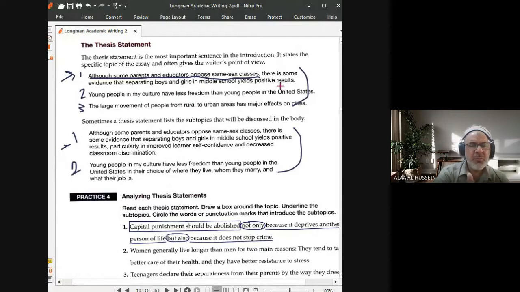What is the use of this? What is the benefit? Why does the writer show us such an opposition? يعني يقدر يقول بدون يعني استخدام هذا الفيرست part of the sentence اللي هي dependent clause، يقدر رأسا يقول there is some evidence that separating boys and girls in middle school yields positive results، اللي هو رأيه وراح يدافع عنه.